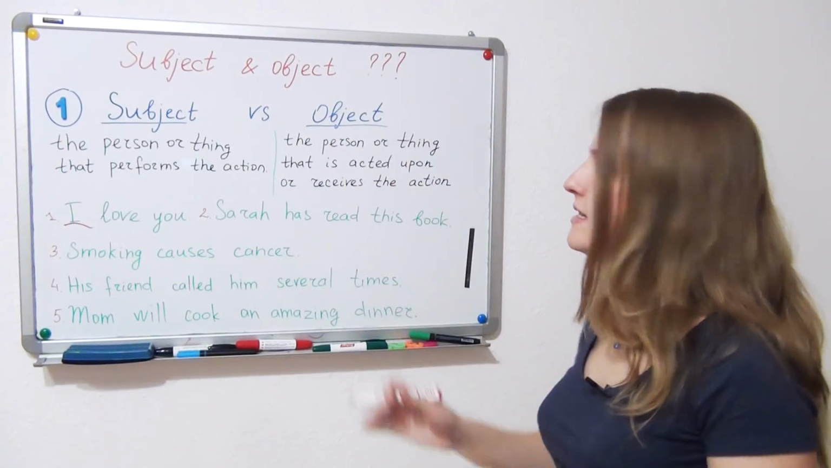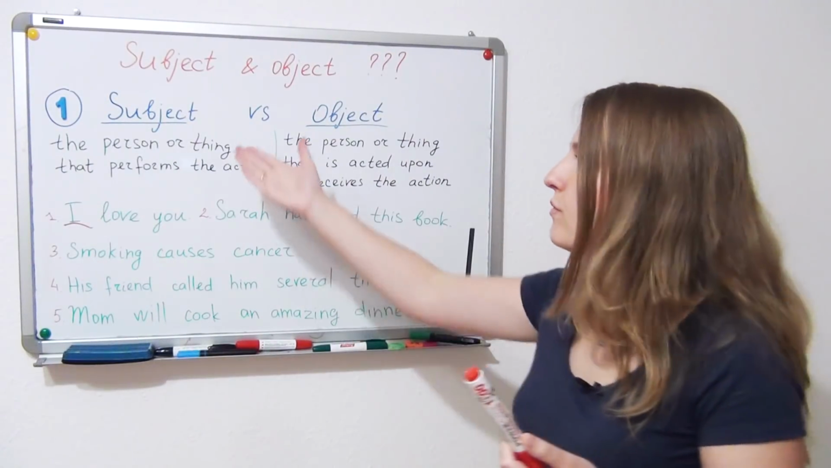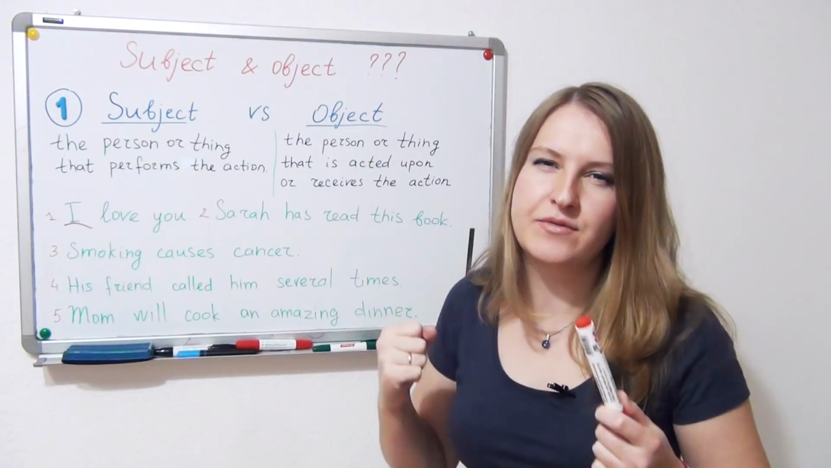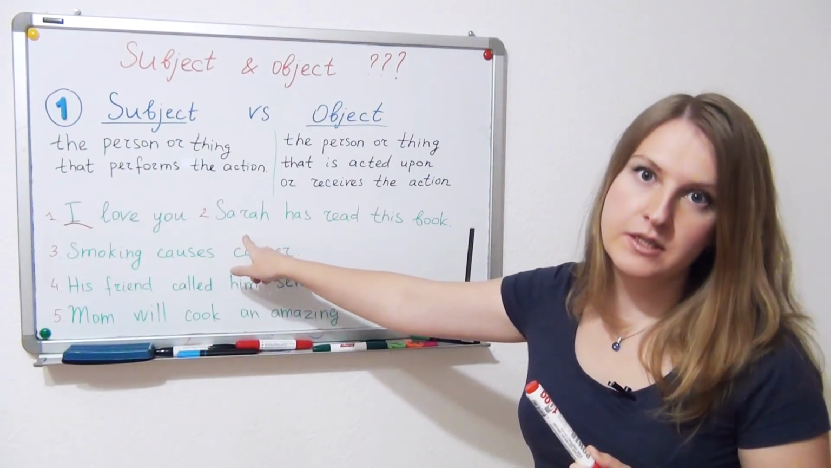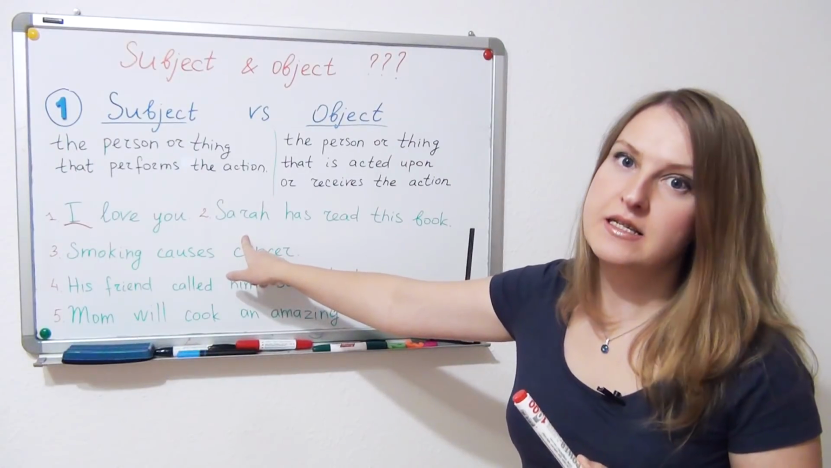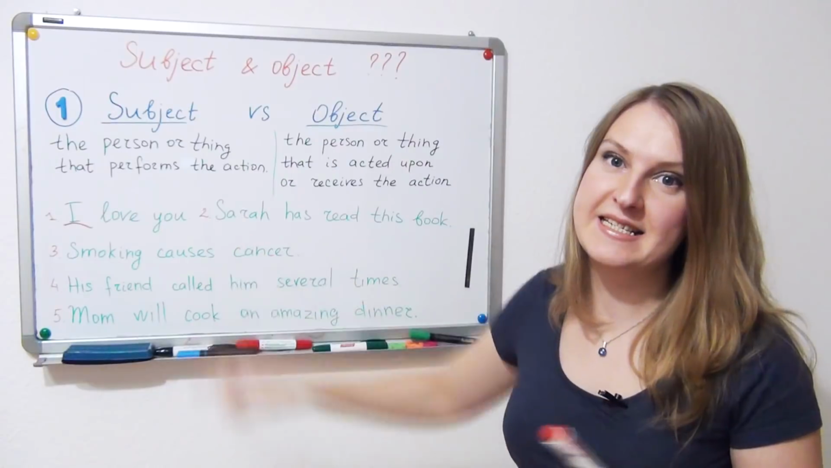Sarah has read this book. So who performs the action? Who is active? Who is doing something? It is Sarah. Sarah has read this book. So she is the subject of this sentence.